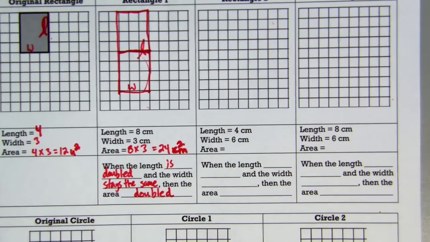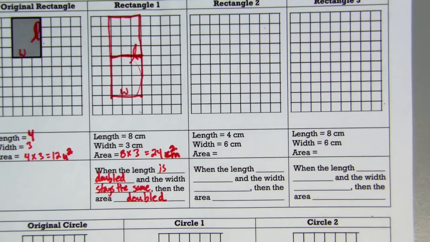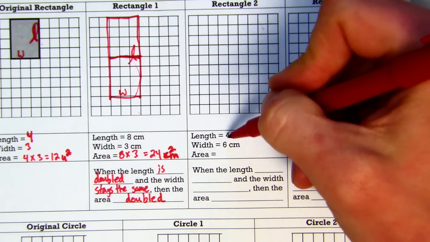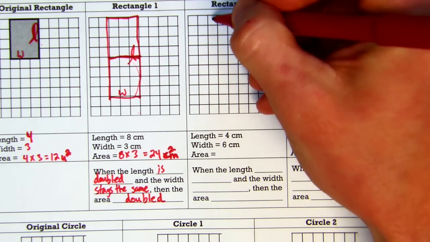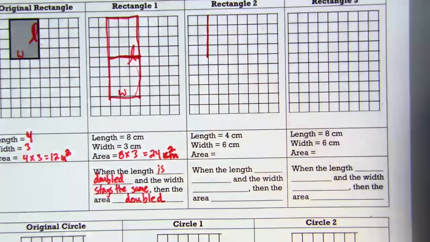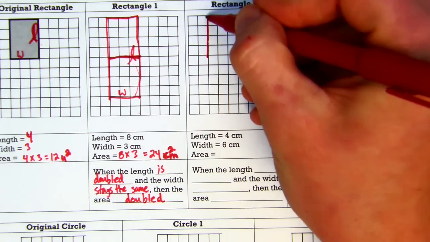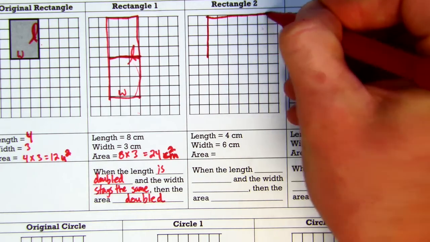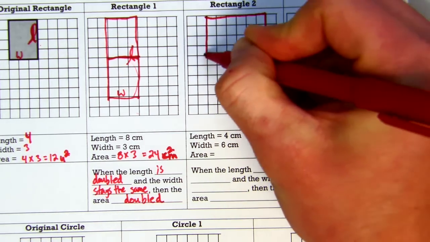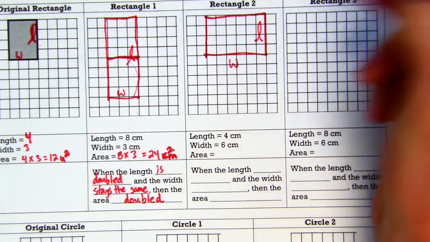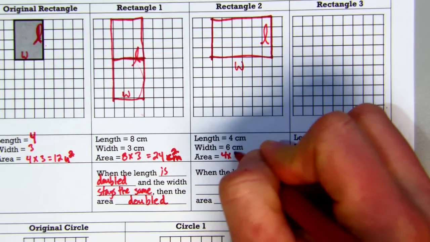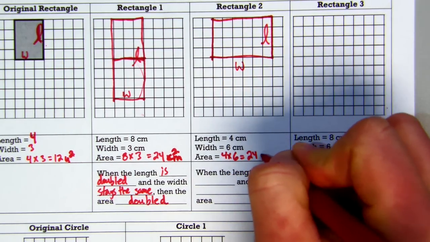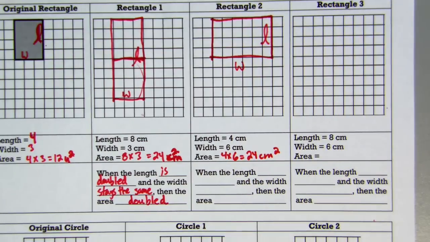Alright, so let's go ahead and try it now for when we're adjusting the width. The width now is 6 versus the length being 4, so if we compare our original one here, we're going to make it again 4 is our length, but our width now is going to be 6. So it looks like it should come all the way over this way. My area would be 4 times 6, giving me 24 centimeters squared.